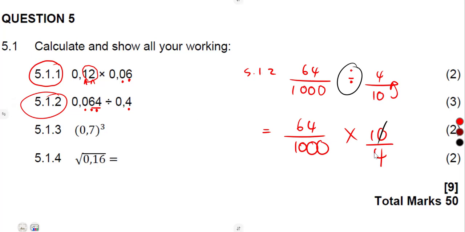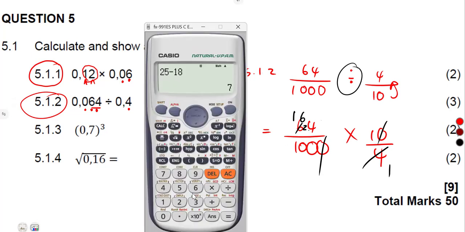All right, so that's it. This one and this one can cancel. 4 into 4, that's 1. Into 64, that's going to be 16, all right? 64 divided by 4, that's 16, all right?